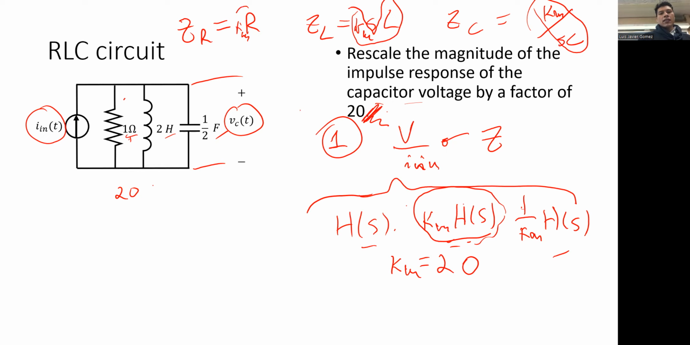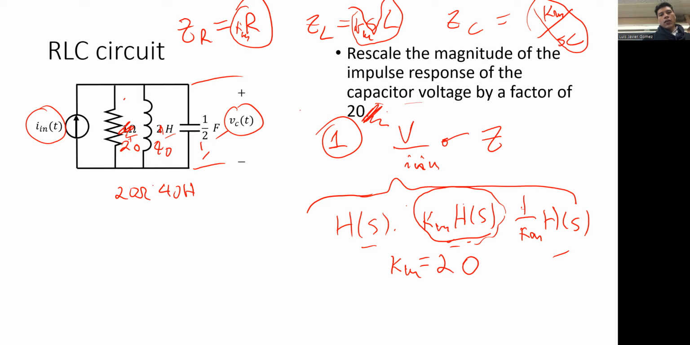So 20, 40 Henry, so 20, 40, and then this becomes 1 over 40.